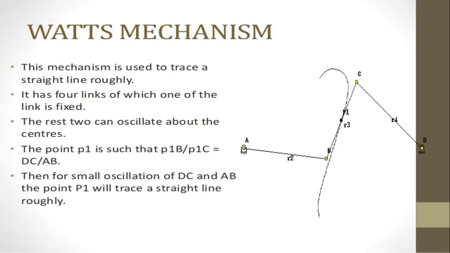The point P1 is such that P1B by P1C is equal to DC by AB. So that condition should be satisfied for an approximate straight line mechanism to be formed. Then for small oscillations of DC and AB, the point P1 will trace a straight line roughly. So a straight line is formed roughly. So when these oscillations happen, an approximate straight line is formed.